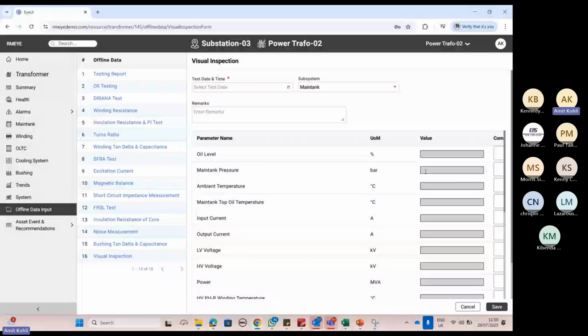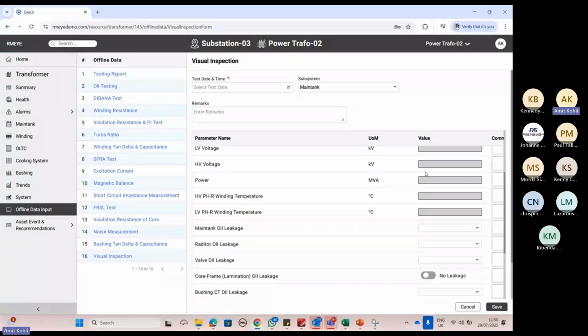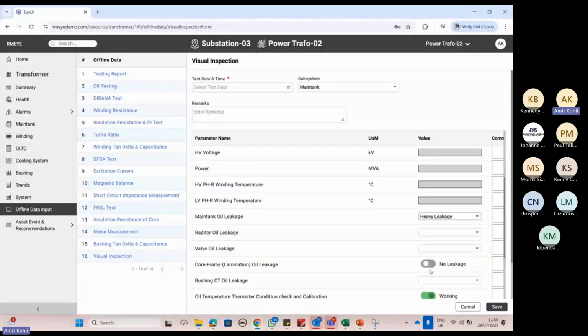Whatever I have shown you here, guys, can be customized based on your requirement. They enter the data. So if they are seeing any leakage, they can report it. Let's say they report obvious leakage or heavy leakage. And as soon as they save the information here, it automatically updates the health index of the transformer, and instantaneously an alarm or alert goes to the customer: there is a heavy leakage on the main tank.